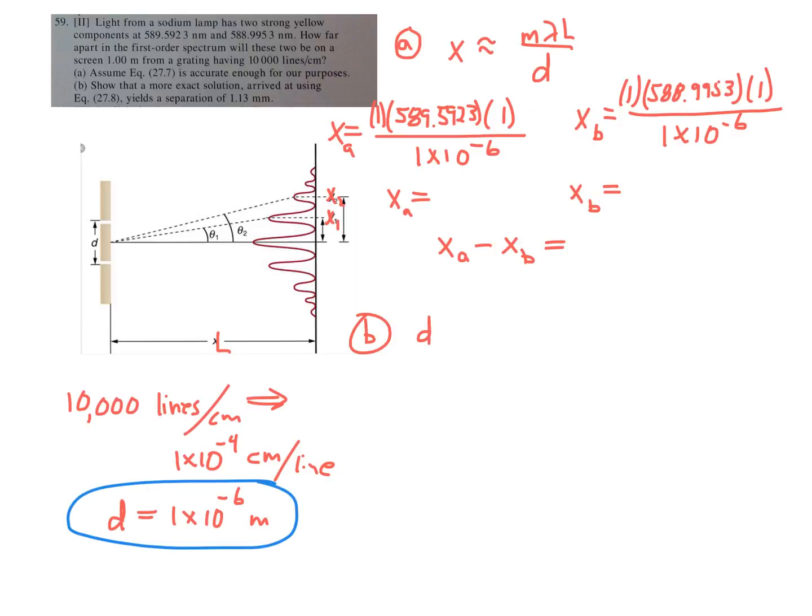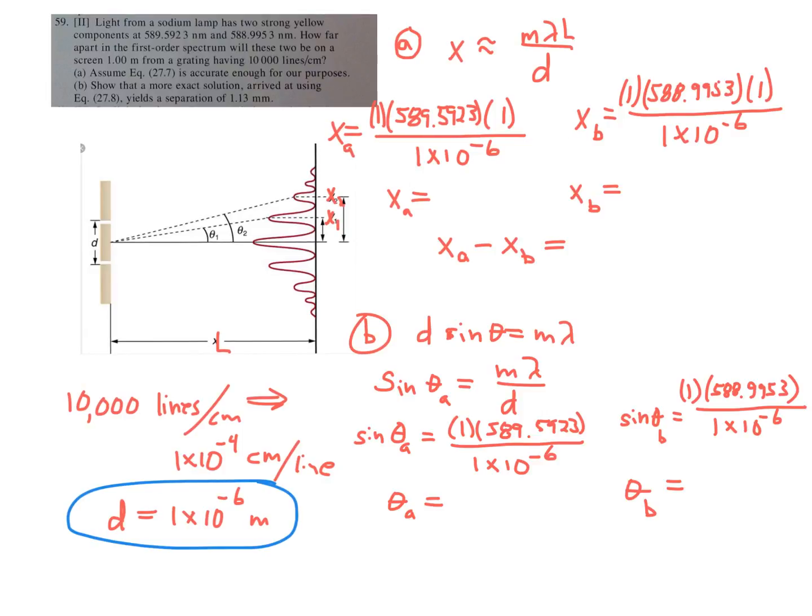But now we want to use d sine theta equals m lambda. We're going to do this twice. Let me pause for a second. Okay, so in part B now we're using the more precise equation, d sine theta equals m lambda, and we're going to apply that to both of the different wavelengths. So I've solved for sine of theta.